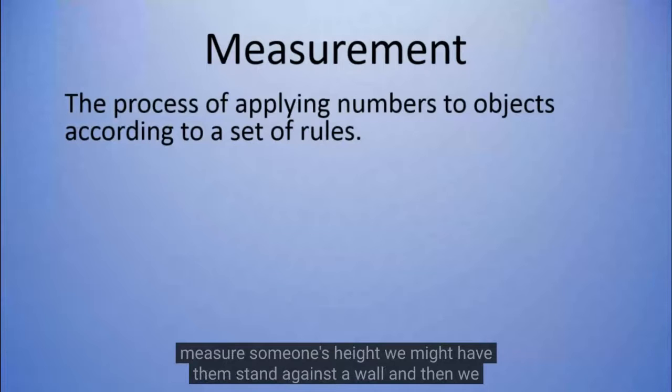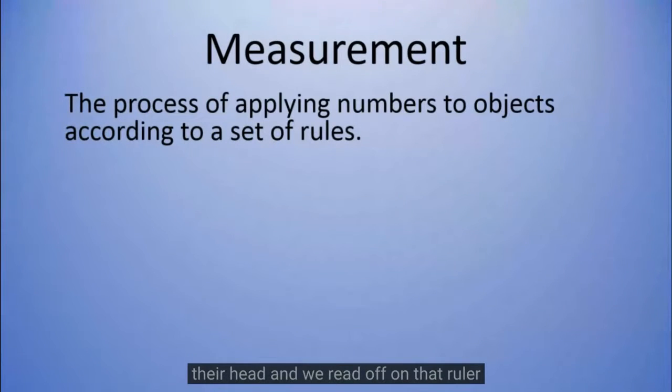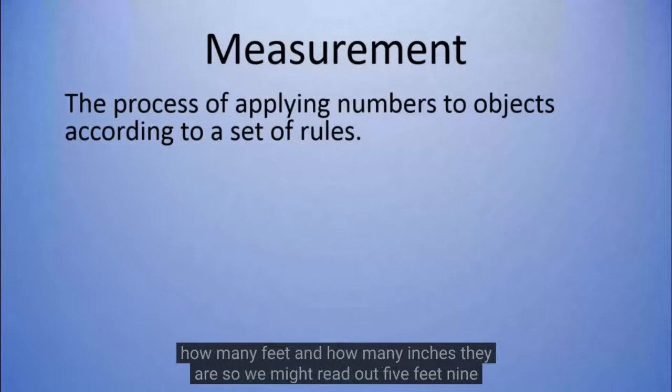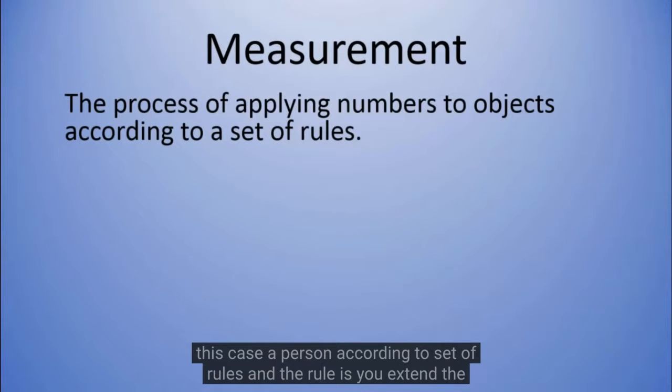If we measure someone's height, we might have them stand against a wall, and then we take a tape measure and extend it vertically until it meets the top of their head. And we read off on that ruler how many feet and how many inches they are. So we might read out 5 feet 9 inches, and that indicates their height. So we applied numbers to an object, in this case a person, according to a set of rules.